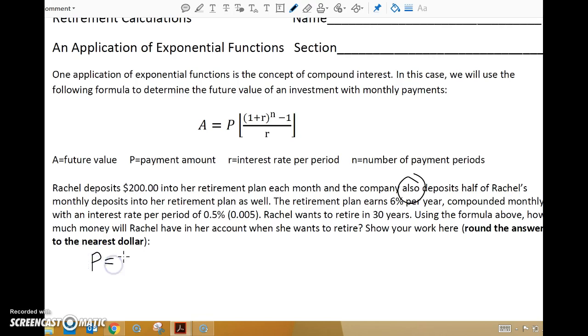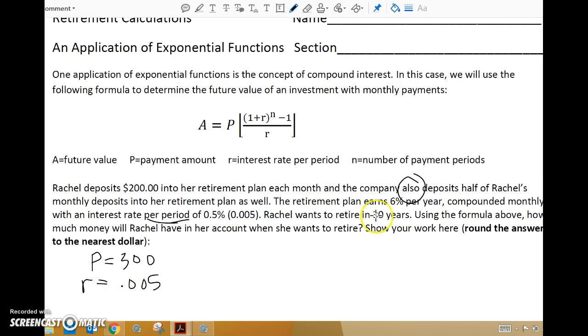So I'm going to label P as $300 a month. When you're doing a formula problem like this, it's always good to set up what each letter stands for in here. So her plan earns 6% per year, but it's compounded monthly, so the interest rate per period, every month, is 0.005. So that's going to be our R. R is 0.005.